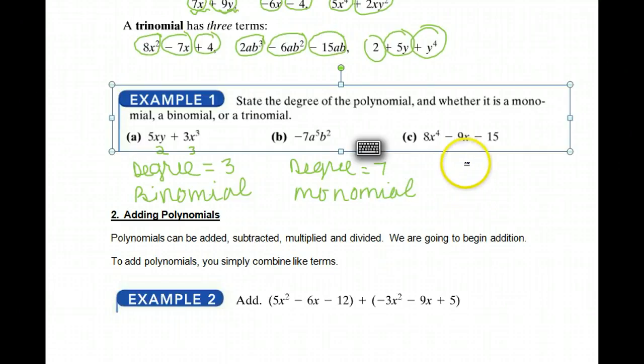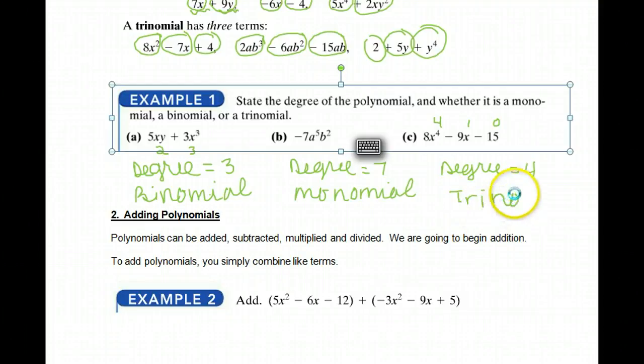In letter C, the first term here has a degree of 4, the second term has a degree of 1, and the third term doesn't have any variables, therefore it has a degree of 0. So the largest degree is a degree of 4, therefore the degree of the entire polynomial is a degree of 4. It does have three terms, which makes it a trinomial.